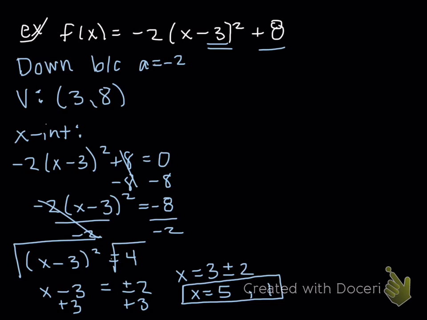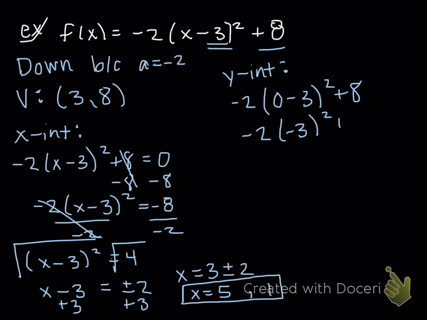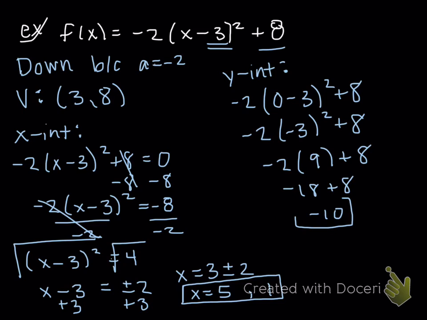And the last thing I need is my y-intercept. So to find my y-intercept, I evaluate the function at 0. So I plug 0 in. So I have -2 times the quantity of 0 minus 3 squared plus 8. So 0 minus 3 is -3. We need to follow our order of operations here, so I need to square it first, so that will become 9. Then I do multiplication, which is -18. And when I add these together, I get -10. So this is my y-intercept.